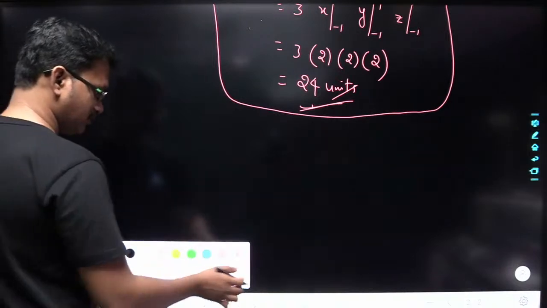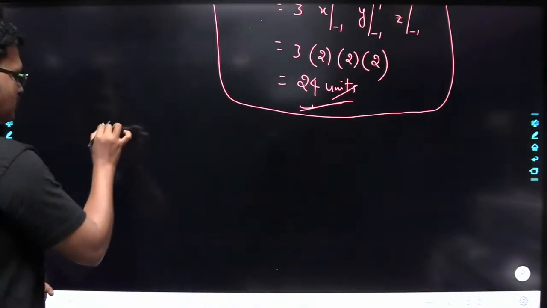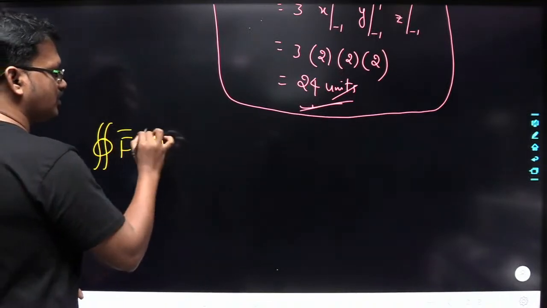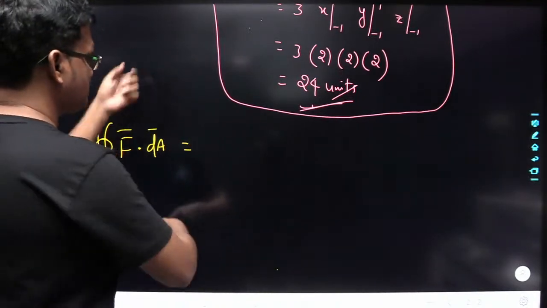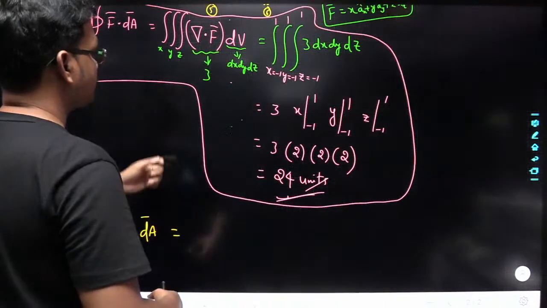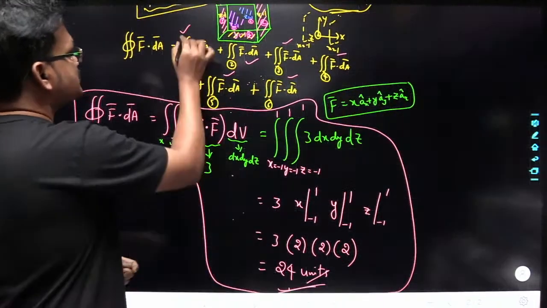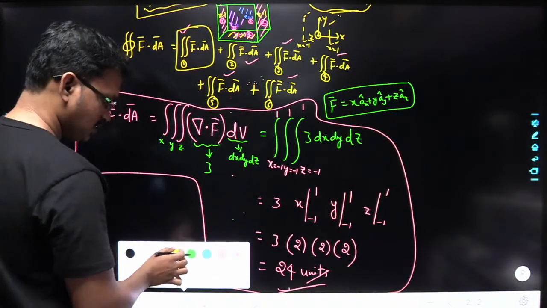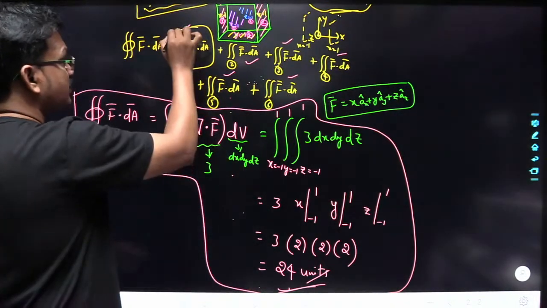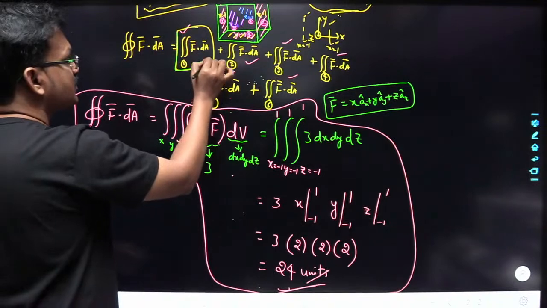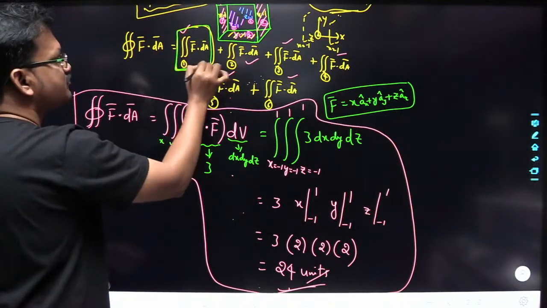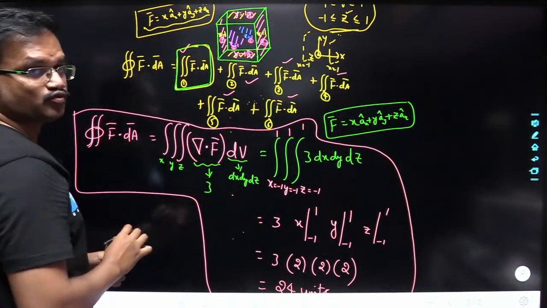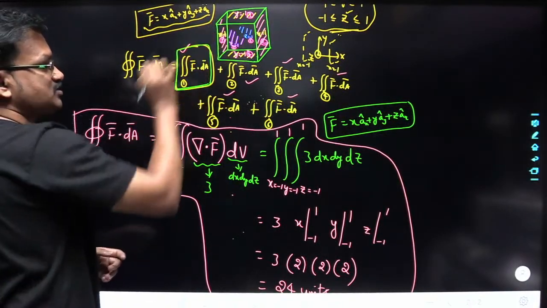So in a very simple manner, see here, closed surface integral f bar dot dA bar is equal to. Now take this first surface. I have taken a simple function here, so the calculation is going to be very simple. The first surface is what? x is equal to -1.